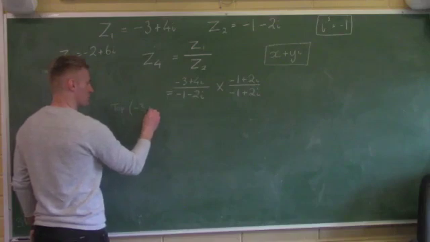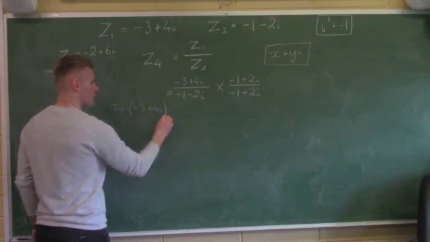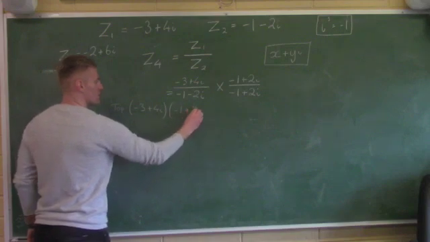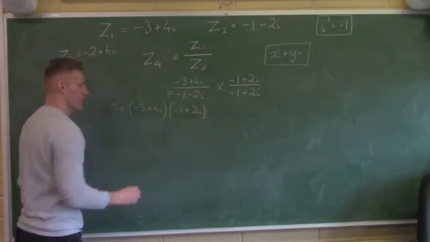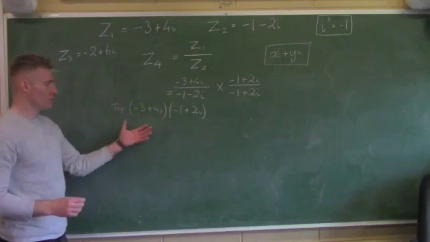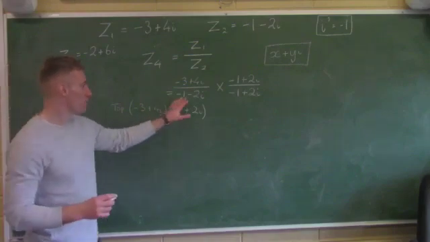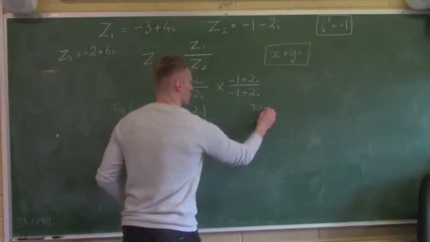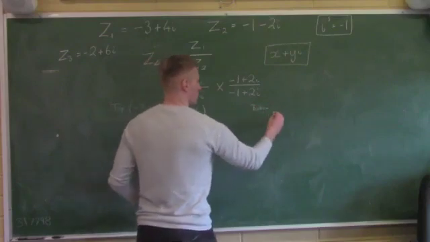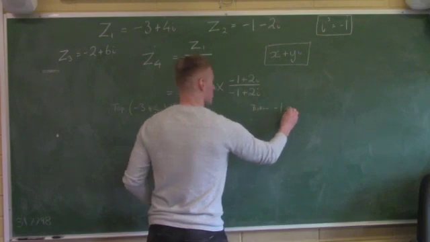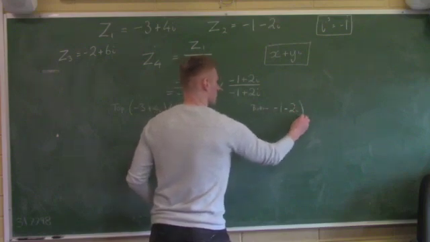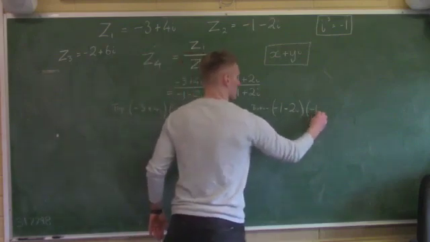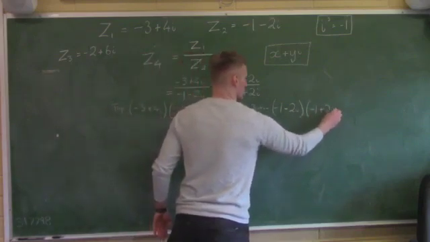Minus 3 plus 4i multiplied by minus 1 plus 2i. Okay? And we're going to multiply that out. And like I was saying, on the bottom, I'll do my bottom part separately. On the bottom I have minus 1 minus 2i, and that's going to be multiplied by minus 1 plus 2i.